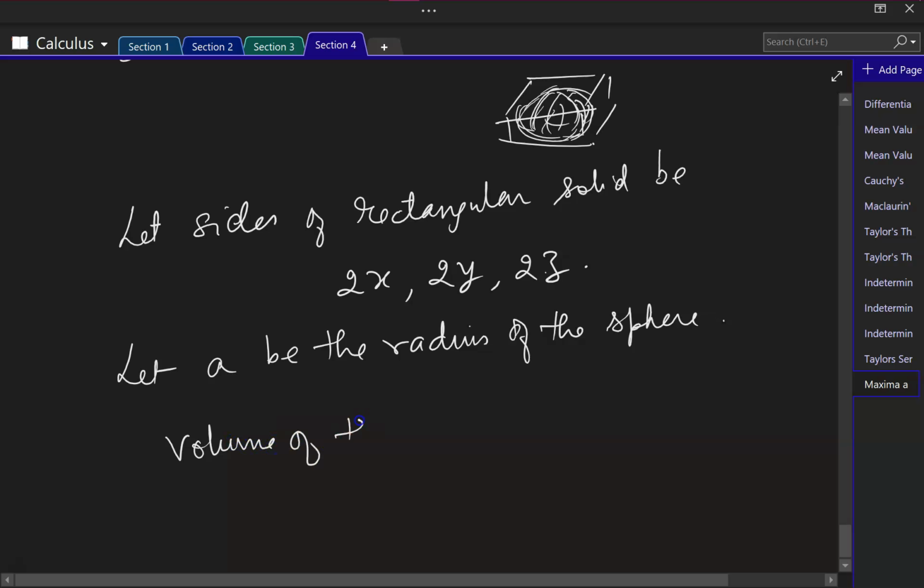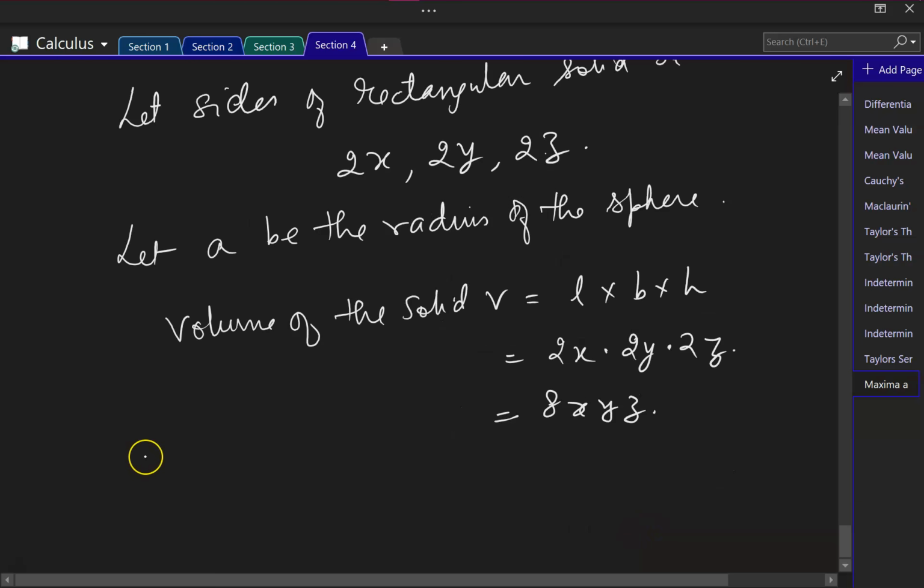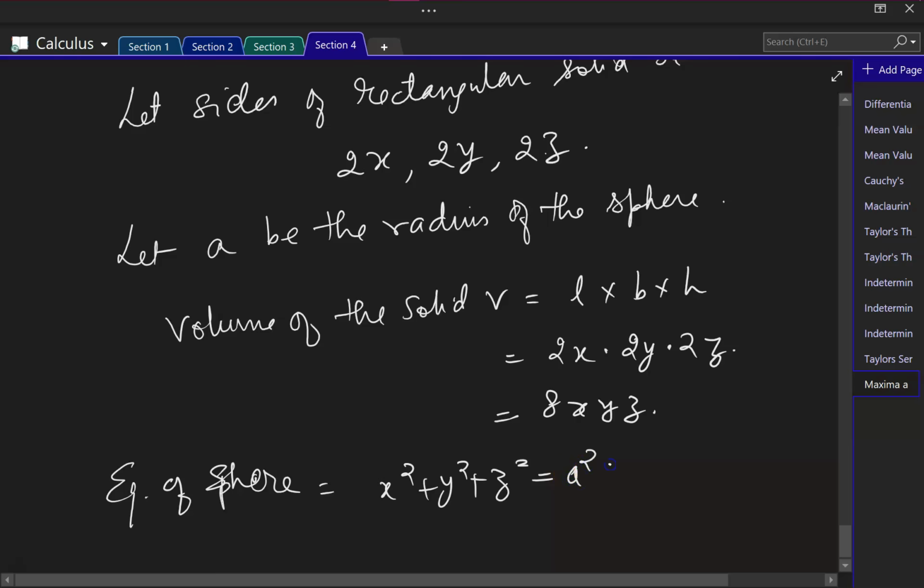Volume of the solid, let's say V, is equal to length into breadth into height. Yes, these are rectangular solids. So 2x times 2y times 2z, which is equal to 8xyz. Now the equation of the sphere is what? Equation of sphere, S-P-H-E-R-E: x square plus y square plus z square is equal to radius square.